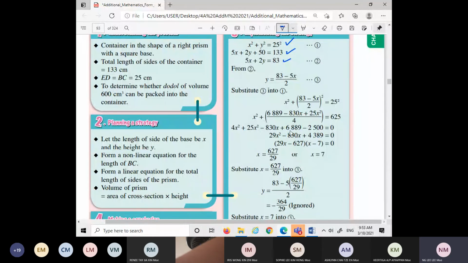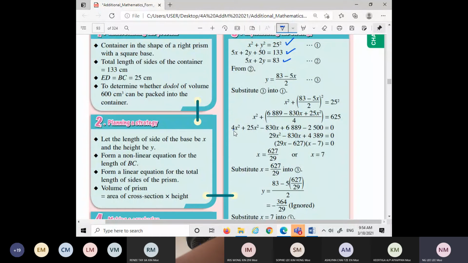Then next step, how does this 4 disappear? How in the next line you cannot see the fraction anymore? It is by multiplying 4 to every term. So this is times 4, this one times 4, so this 4 disappears, and then this one they rearrange back, so 25x squared minus 830x plus 6889. Then this one times 4, you get 2,500. Bring to this side, it becomes negative 2,500.